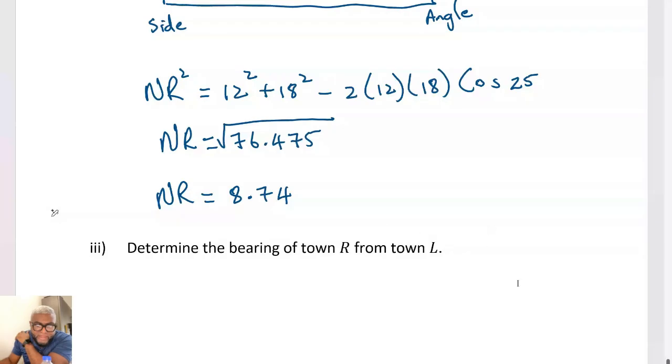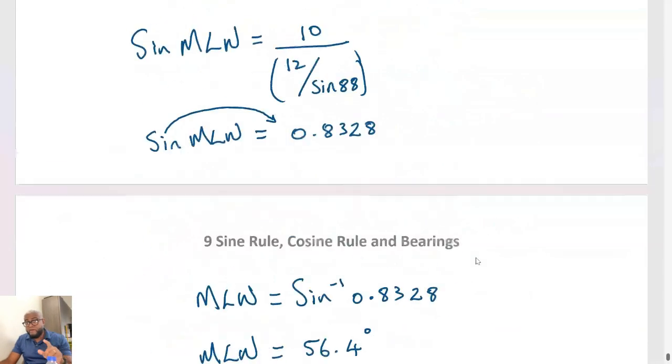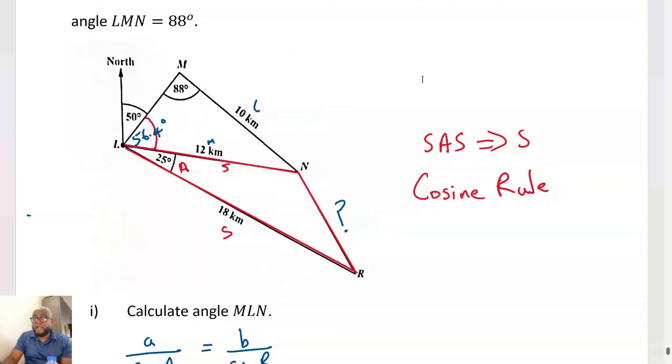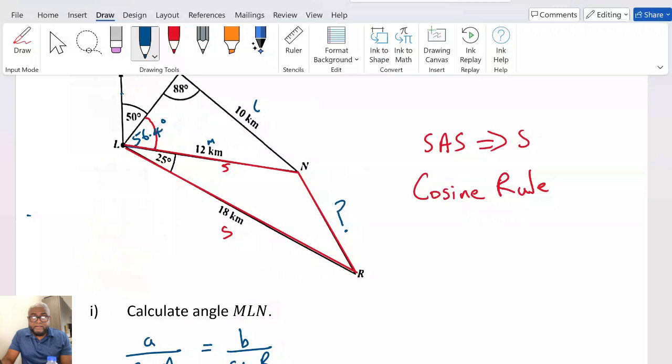So I'll mark up R from L. We're coming from L, so that's why we started the north line. Everybody agrees? Which direction are we going in? Clockwise or anti-clockwise? Clockwise, so we go in, all the way to R. So that's 50 plus how much? 56.4 plus 25. That's the whole bearing there.